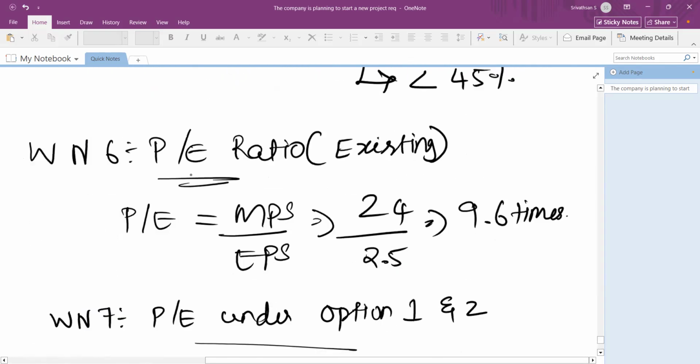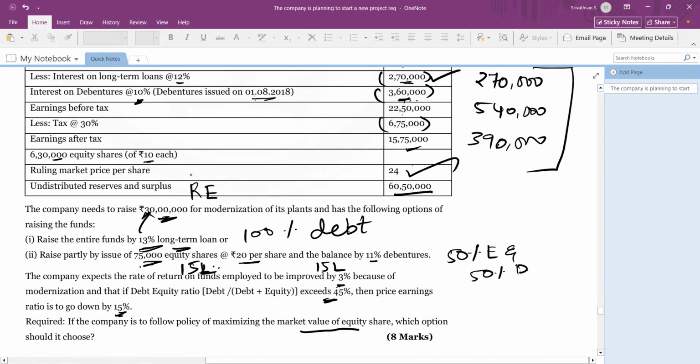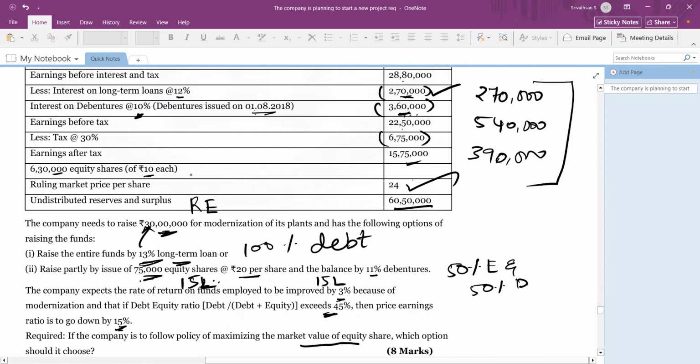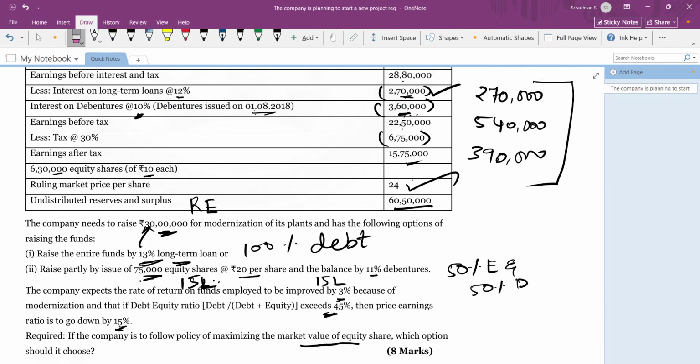Now similarly, let's calculate the total amount of interest that the company has to pay under option 2. Under option 2, the first two amounts will remain the same as option 1. 2,70,000 and 5,40,000 will remain the same. Why? Because these are the amounts of interest that the company is paying on existing debt. So these two amounts will not change.